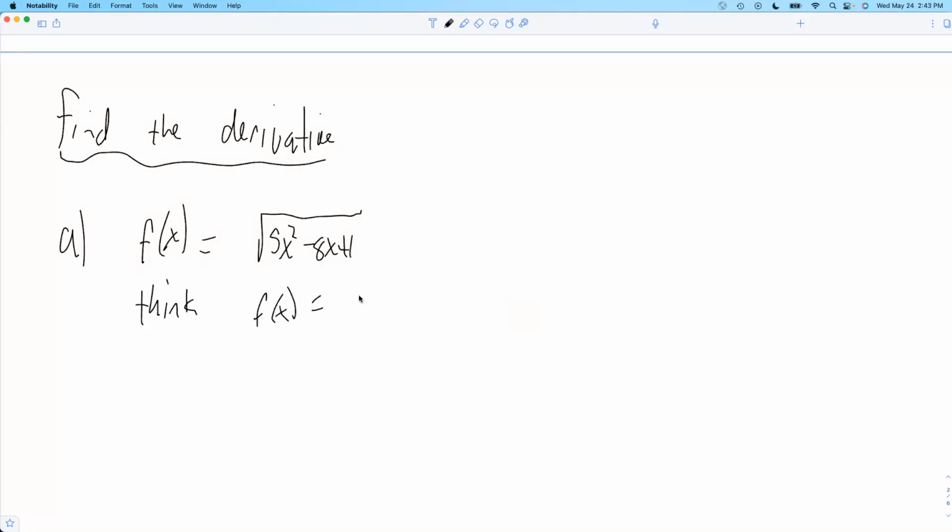f of x here is 5x squared minus 8x plus 1 to the 1/2 power. Square root is 1/2 power. So I haven't done any derivative yet. I just rewrote the function as an exponent with a fraction exponent.